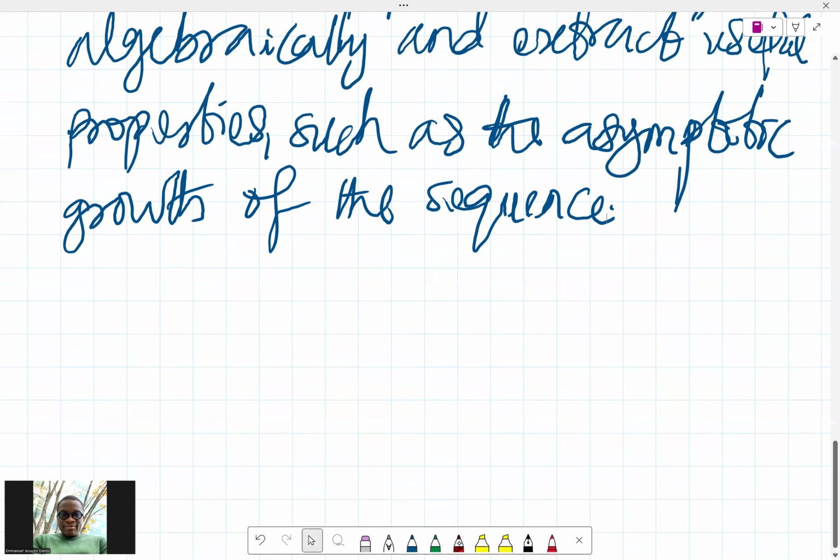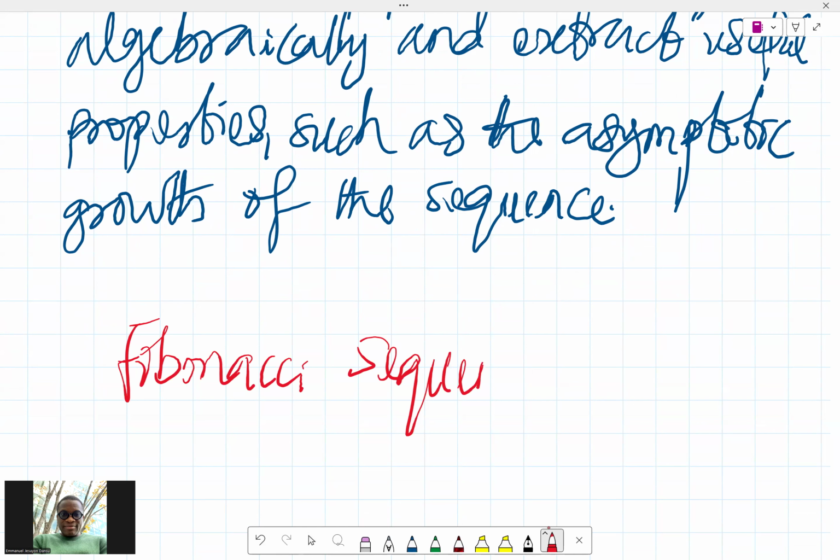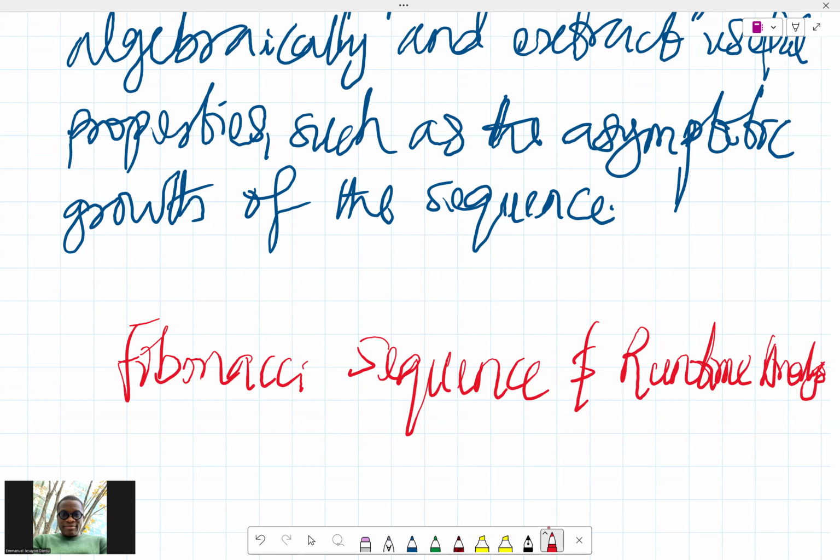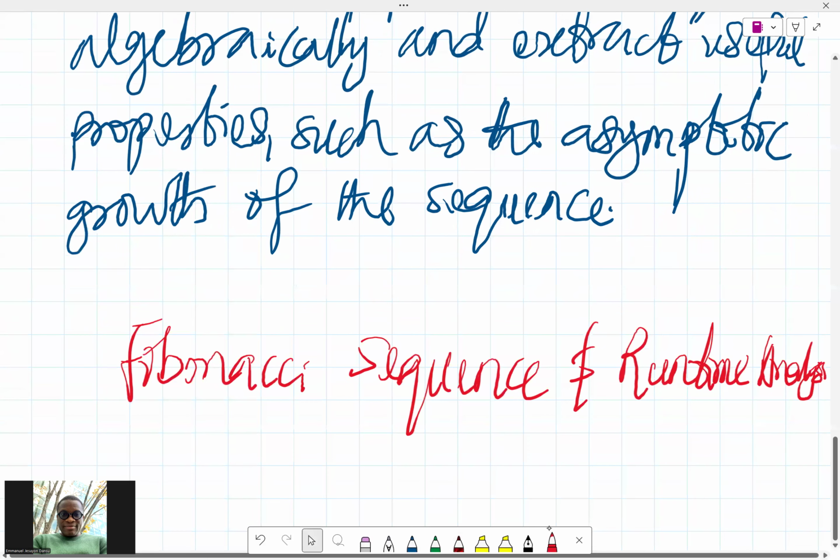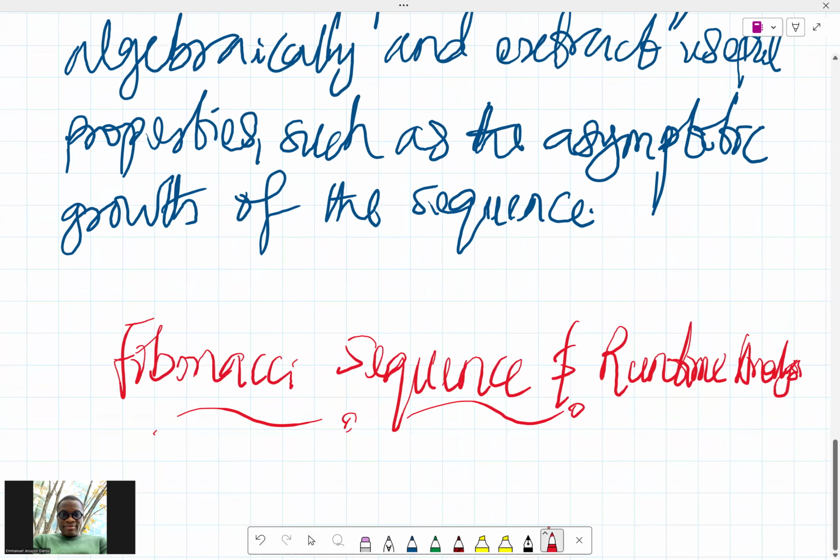Okay, so let's talk about now the Fibonacci sequence and runtime analysis. All right, so I think that works.